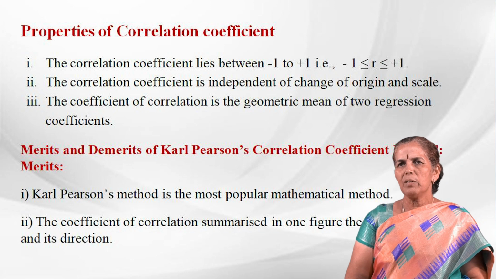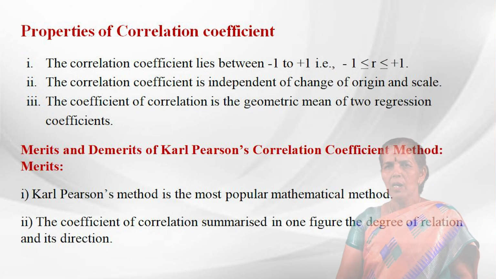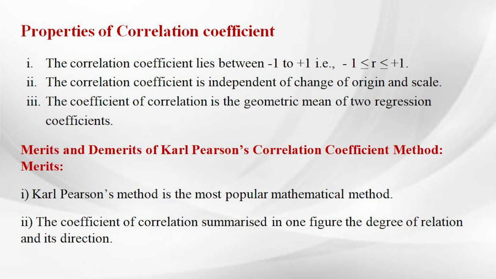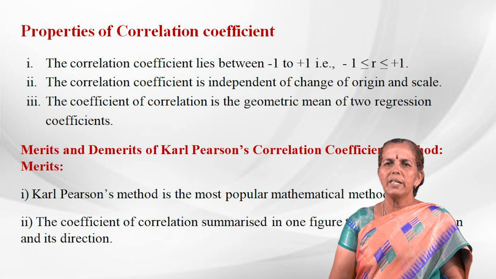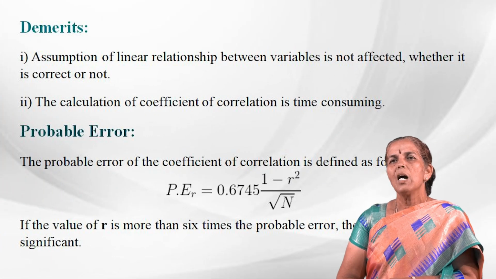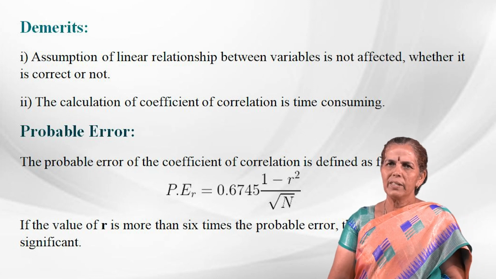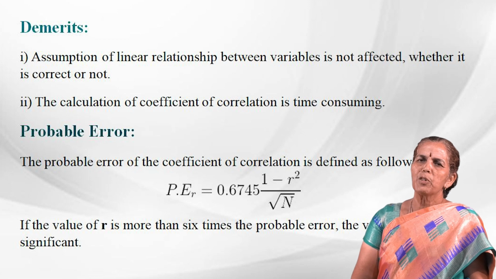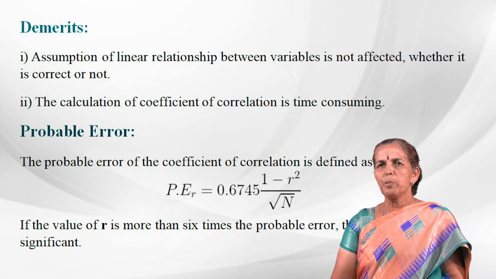Merits and demerits of Pearson correlation coefficient method. Merits. Number 1, Pearson method is the most popular mathematical method. Number 2, the coefficient of correlation summarizes in one figure the degree of relationship and also the direction of the relationship. Demerits. Number 1, the assumption of linear relationship between the variables is not verified as to whether it is correct or not. Number 2, the calculation of coefficient of correlation is time consuming.